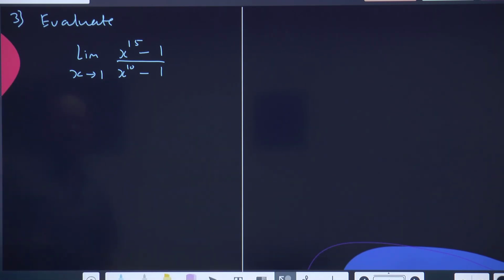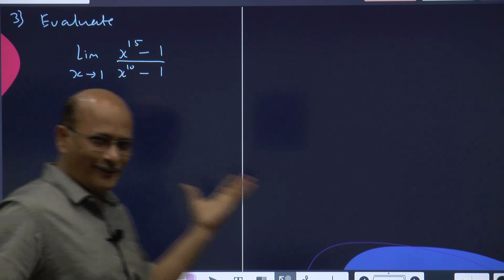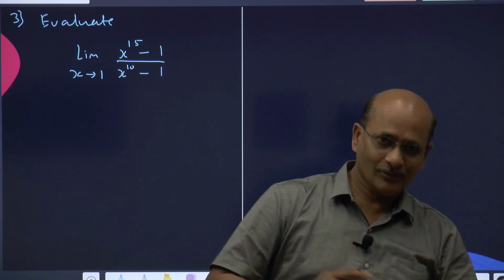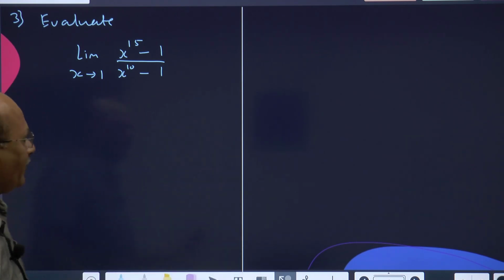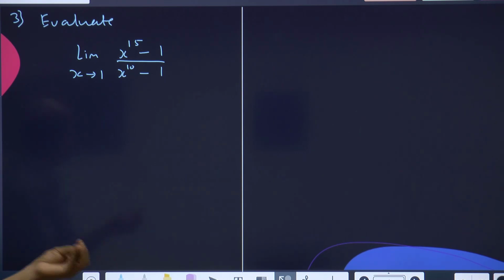Okay, next question now. So remember one thing, I am giving a mix of limits and differentiation so that in the paper also, when you move from one topic to another, there is no mess up of your understanding of the particular method of working with the questions. So here we go: limit of x raised to 15.